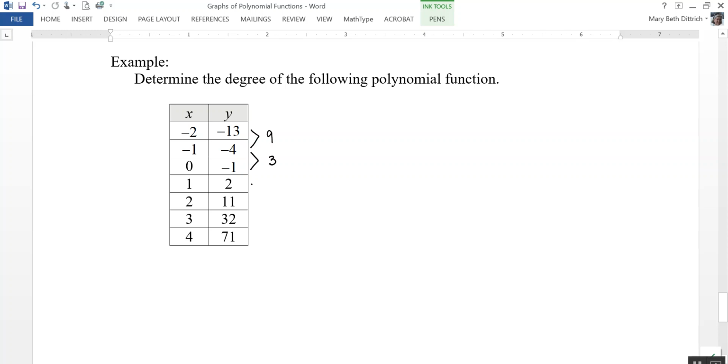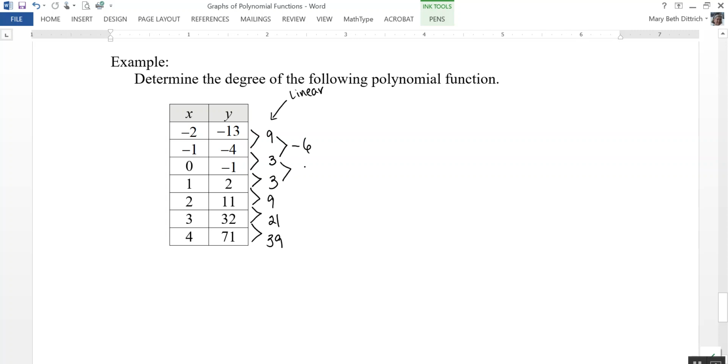But we need to keep going here. So 2 minus -1 gives me a 3, and then 11 minus 2 gives me 9, 32 minus 11 gives me 21, and 71 minus 32 gives me 39. So if these were the same, that would tell me that the polynomial function is linear, but they're not the same. Those are my first differences, so now I need to look at my second differences. So 3 minus 9 gives me -6.